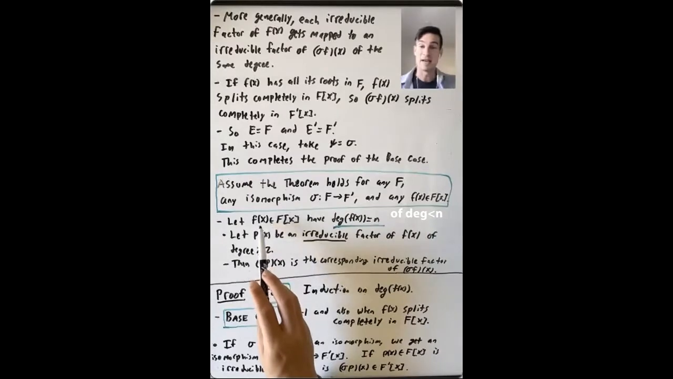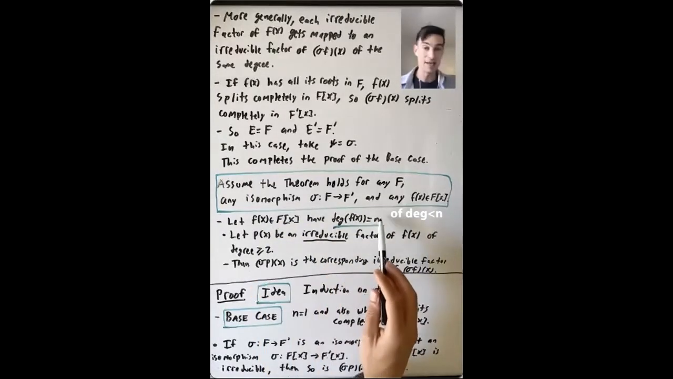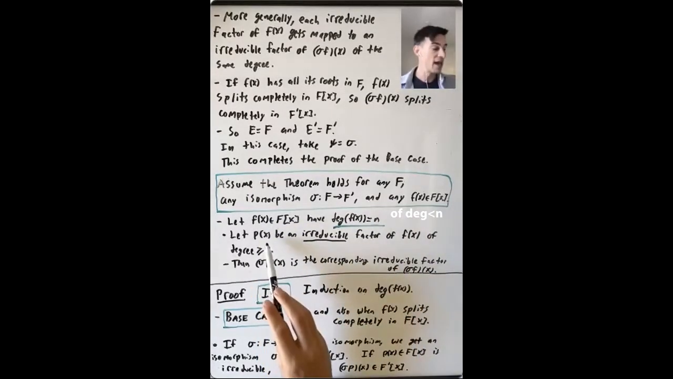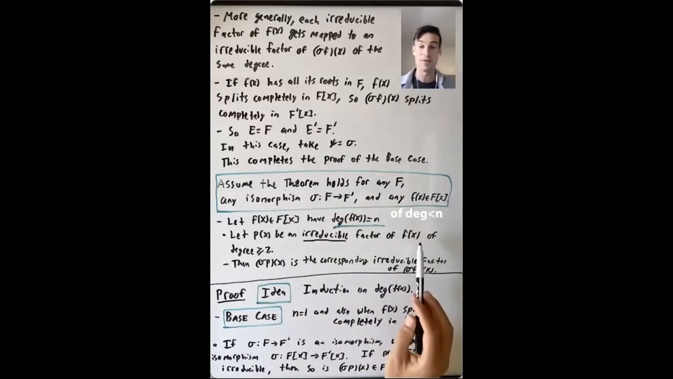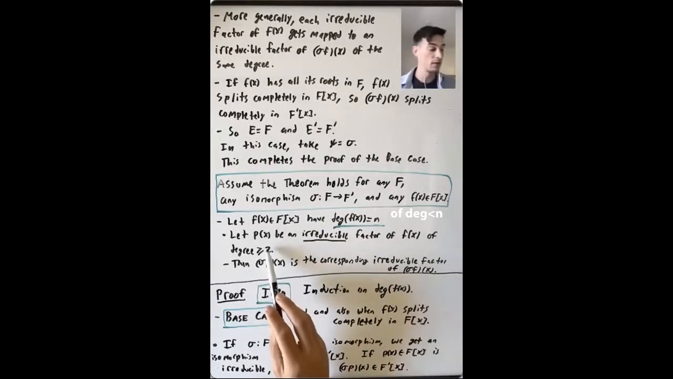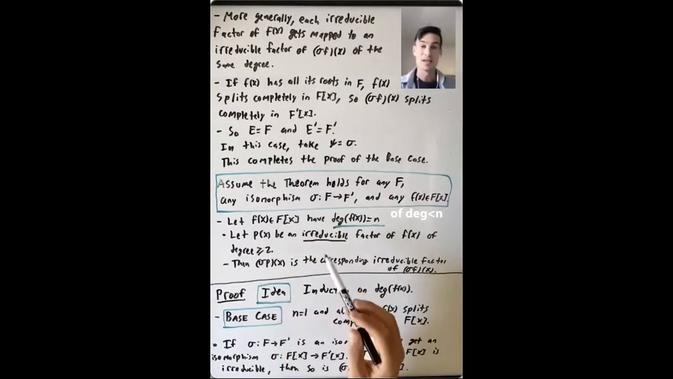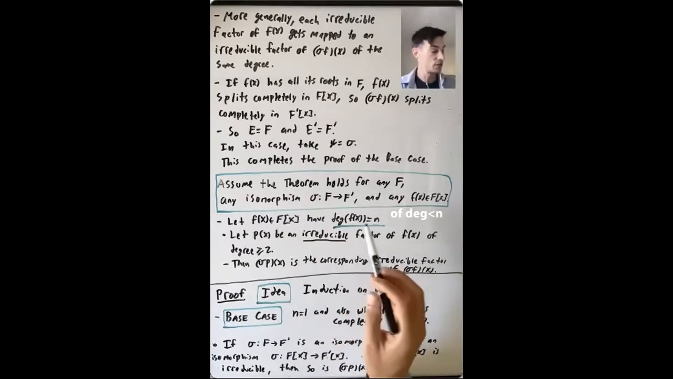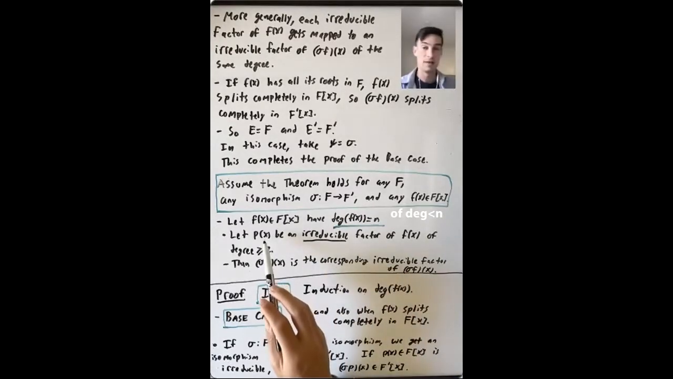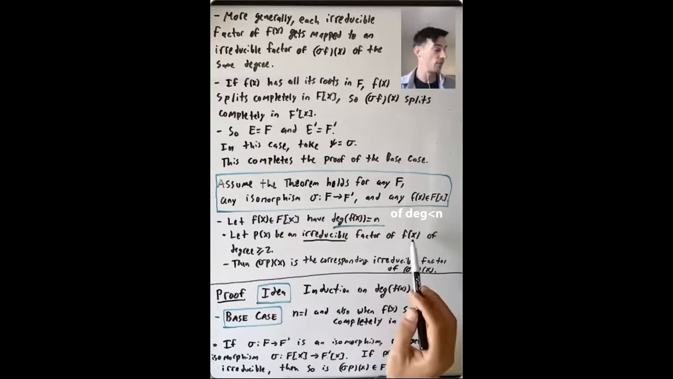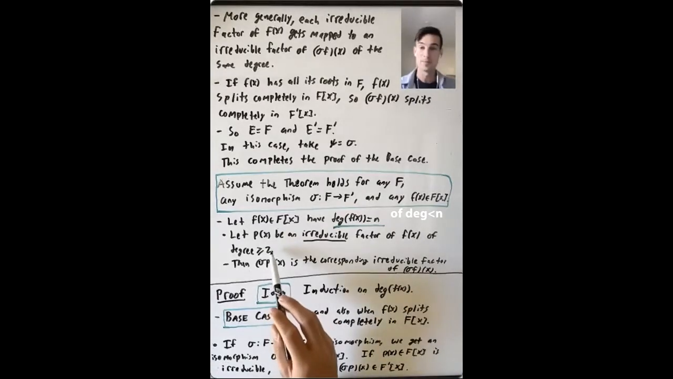Now what we're going to do is take f of x to have degree n, and we're going to take an irreducible factor of f of x of degree at least 2. So that's what p of x is going to be. And how do we know that there is such an irreducible factor of degree 2 or more? Because the case that all of the irreducible factors have degree 1, that's in the base case. So we don't need to prove anything else in that case. So we're going to name one particular irreducible factor of f of x of degree at least 2.